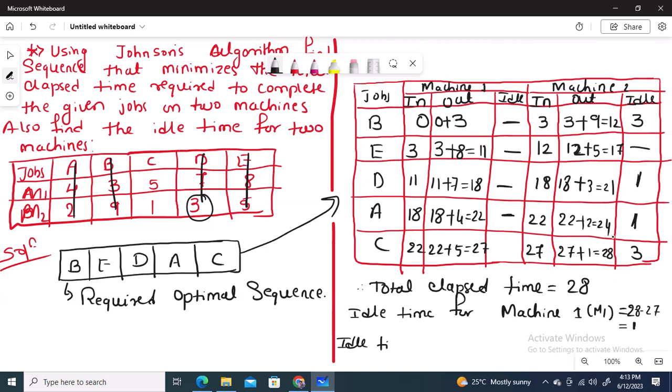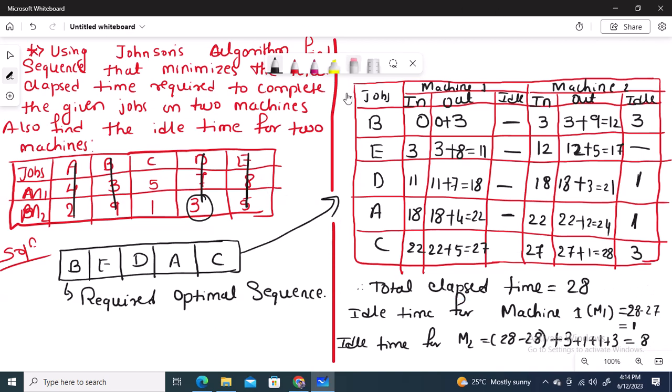Idle time for machine 2. You can see here, total time is also 28, total elapsed time also 28. So 28 minus 28 plus idle time. How much? 3 plus 1 plus 1 plus 3, that is 8. So idle time for machine 1, if we take the data in hours, is 1 hour. Idle time for machine 2 is 8 hours. Total elapsed time is 28 hours.